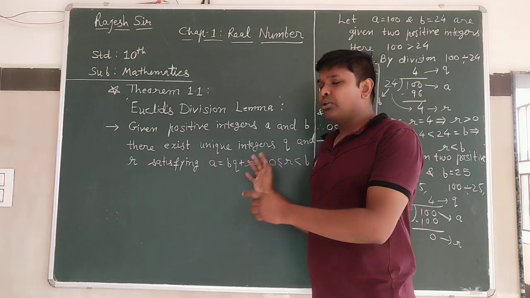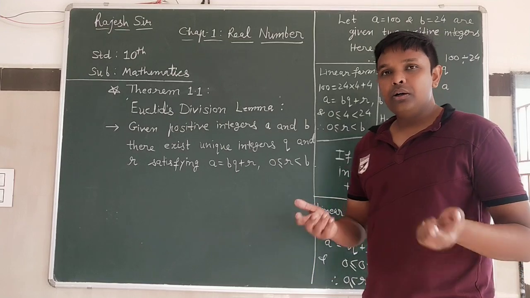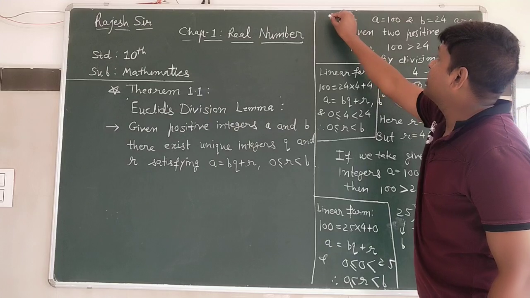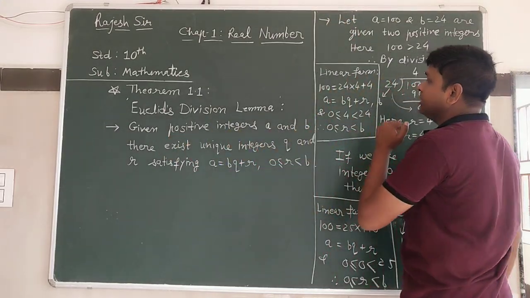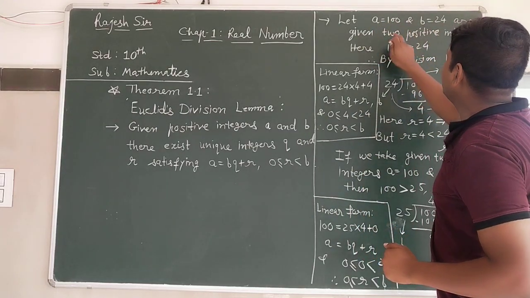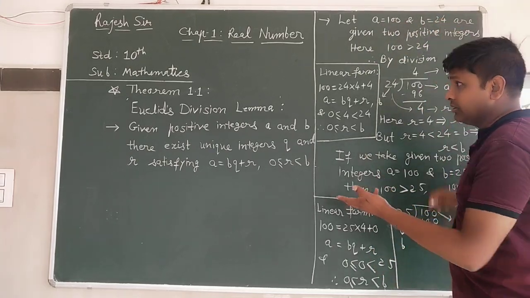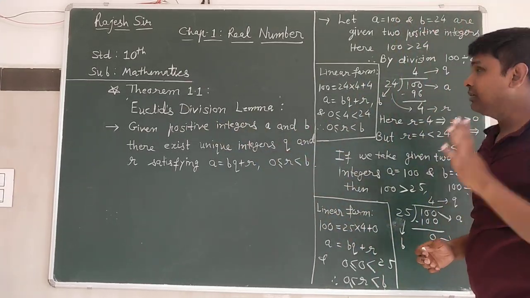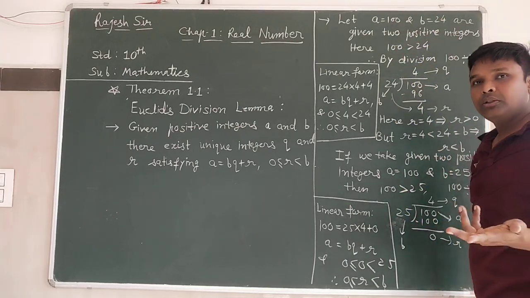In this statement, it looks like, from where does this form come and what is this relation? To understand it, we have to take some examples. In the first example, I am taking a equals 100 and b equals 24. These are two given positive integers. You can take any two positive integers. It's not necessary that you also take 100 and 24.